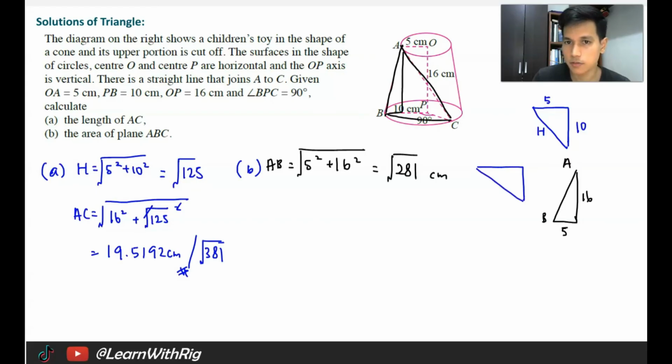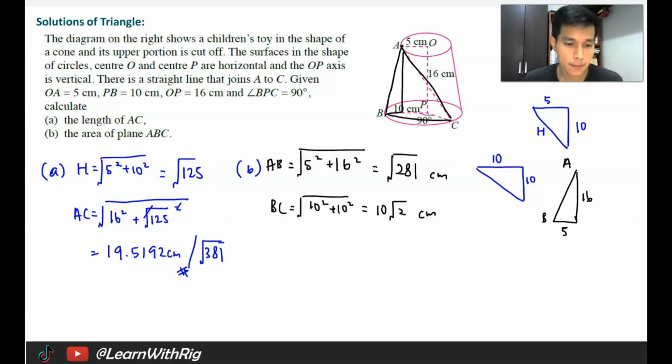It's very tricky because you can't really see it's a 90 degree, so you won't think it's a 90 degree there. So it's a bit hard to see. So here is 10, here's a 10. So you can find BC. So BC equals square root of 10 squared plus 10 squared. Answer is 10√2 cm. Okay, so this is your BC.